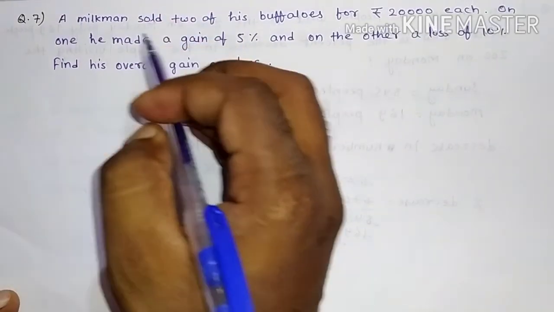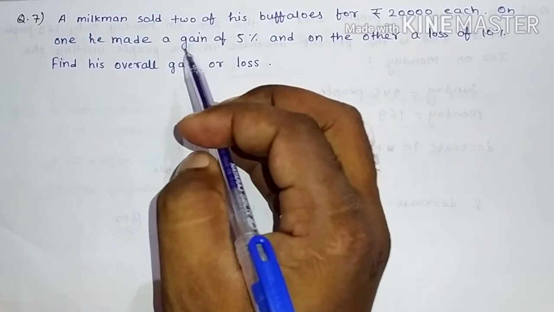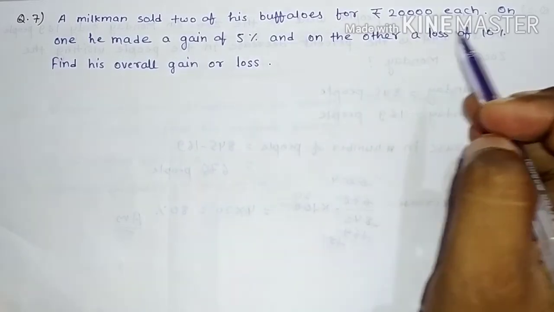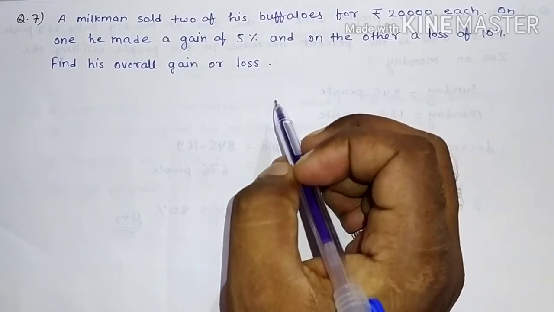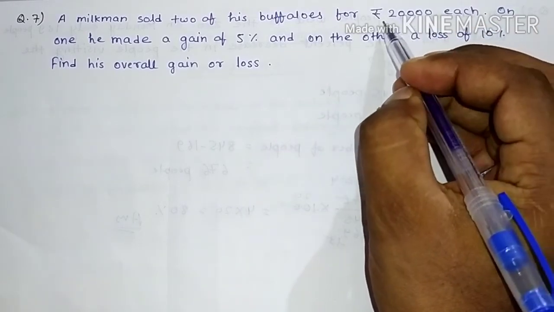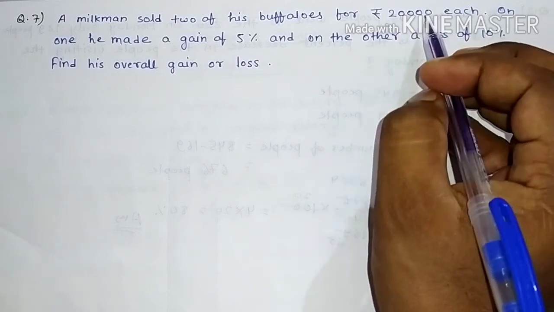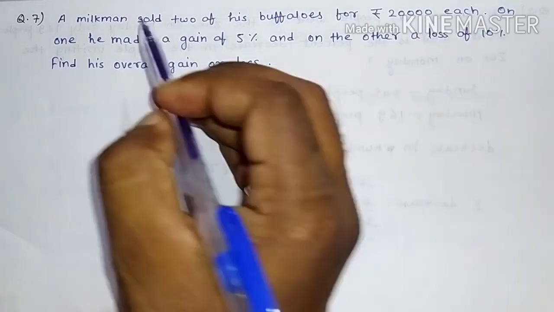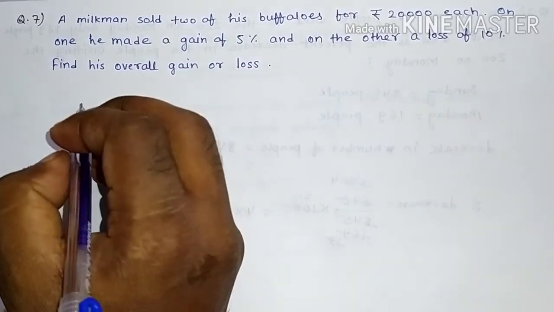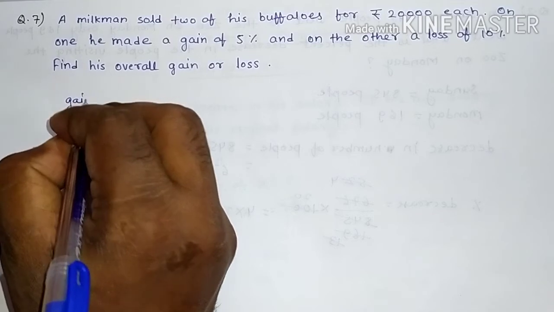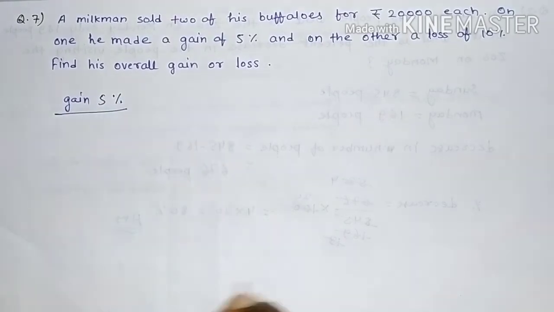A milkman sold two of his buffaloes for 20,000 each. On one he made a gain of 5% and on the other a loss of 10%. Find his overall gain or loss. So simply, 20,000 of each buffalo is not the cost price, it is the selling price, because here it is given sold. Sold means this is the selling price. That means first of all we just discuss the gain of 5%.